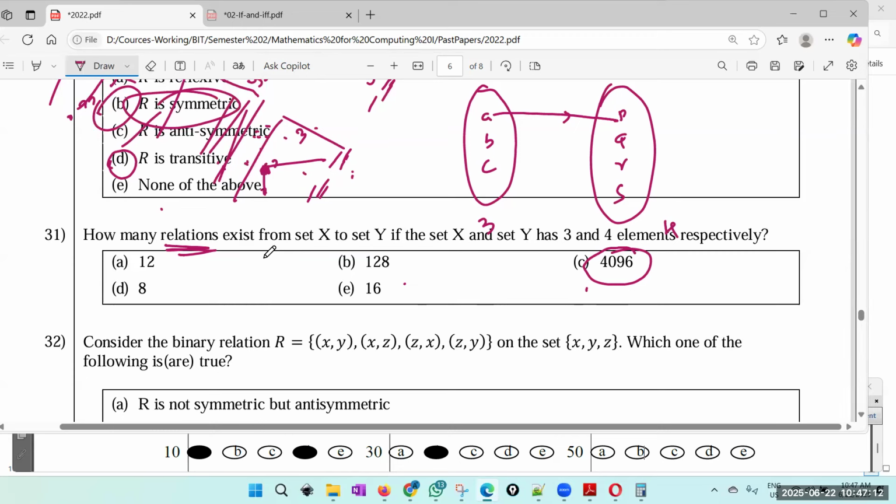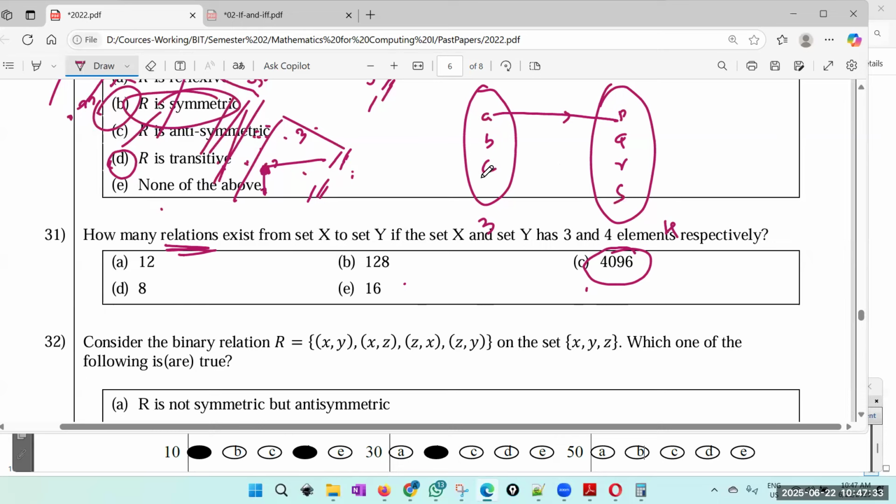Is it a combination question? But how many combinations? Even none to none is also right. For example, this is mapped to this, but nothing else is mapped. Still, it's a relation, right? That is why I told you possibly all of these values must be mapped.